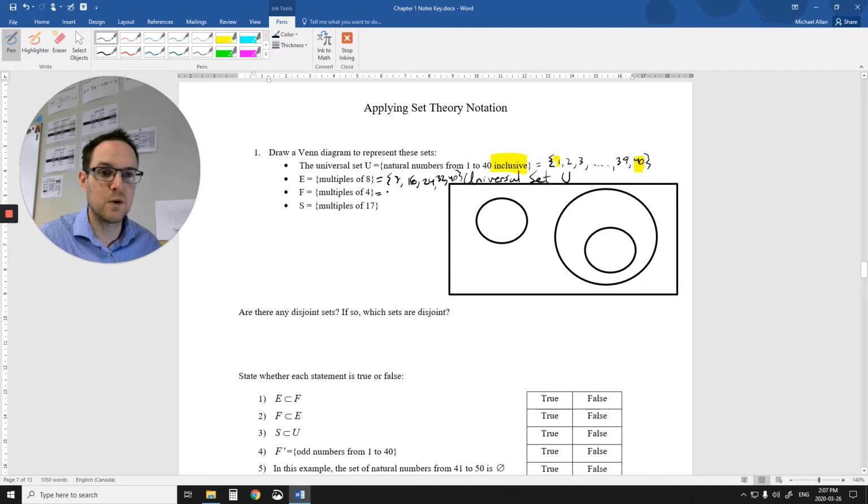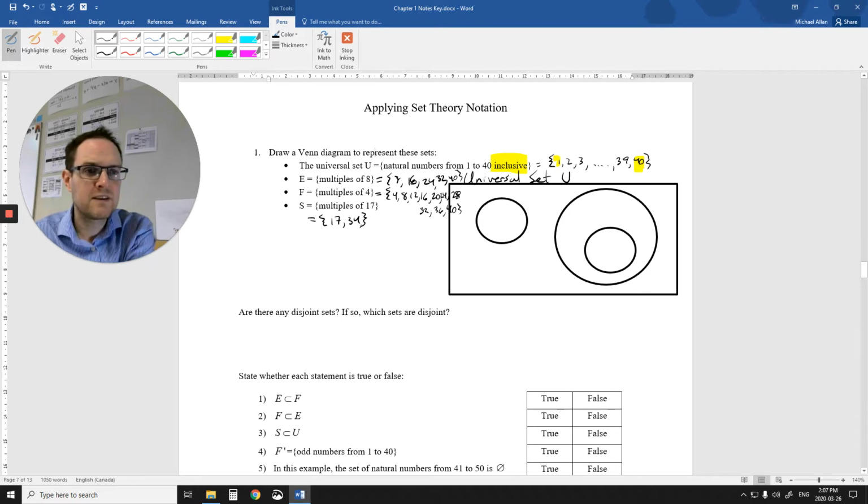The multiples of 4 are 4, 8, 12, 16, 20, 24, 28. I'm running out of space here, so I'm just going to write down on the bottom here. 28. So what else do you have? 32, 36, and 40. So those are all the multiples of 4. And the multiples of 17 are 17, 34. And the next one after that is 51, which is beyond our universal set. It goes up to 40 and nothing more.